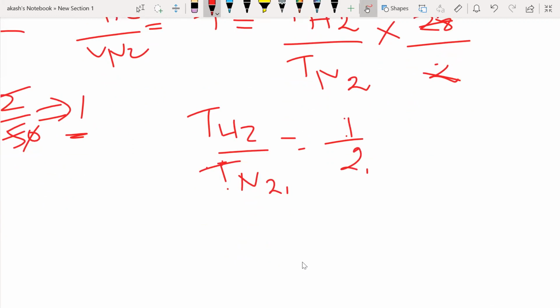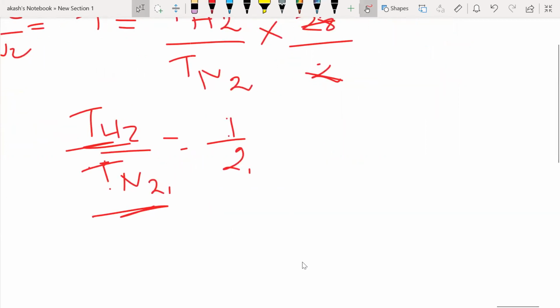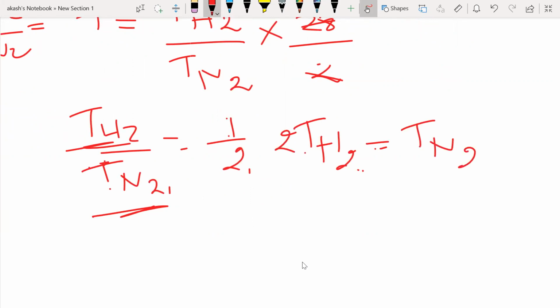So what do you mean by this? That means temperature of N2 is twice the temperature of H2. Am I not correct? So I can write it as 2 into T of H2 is the temperature of N2. So obviously temperature of N2 should be greater. So answer C is correct.